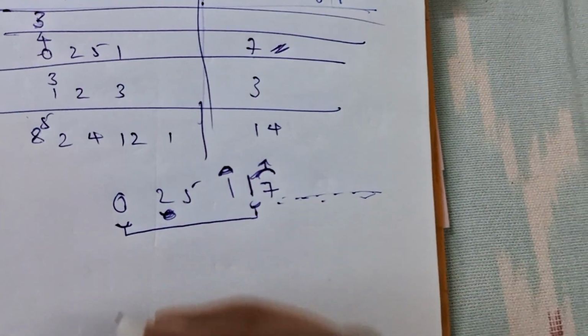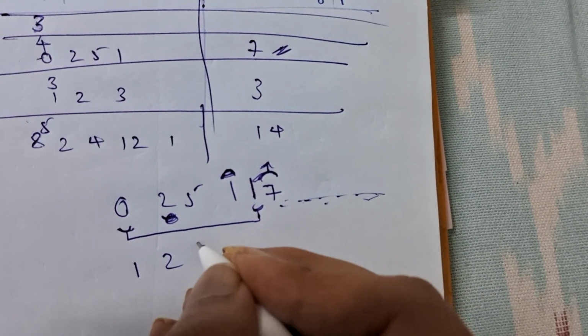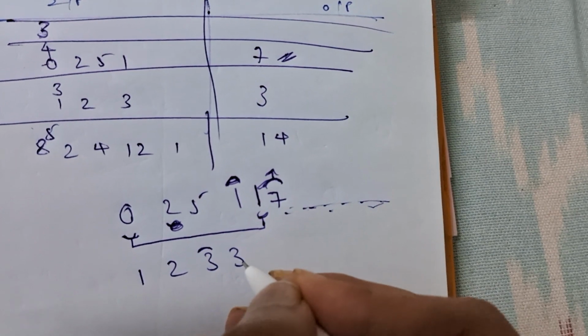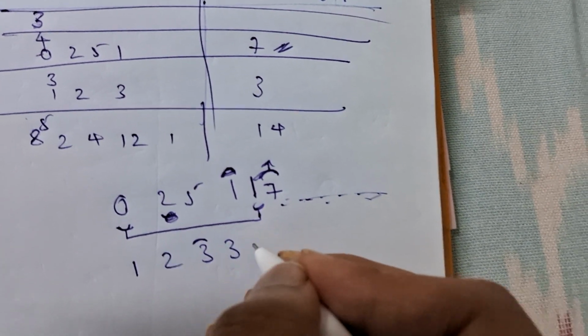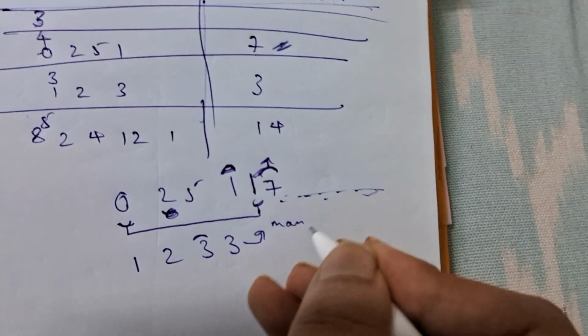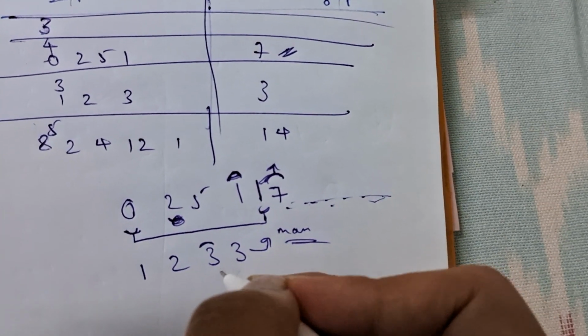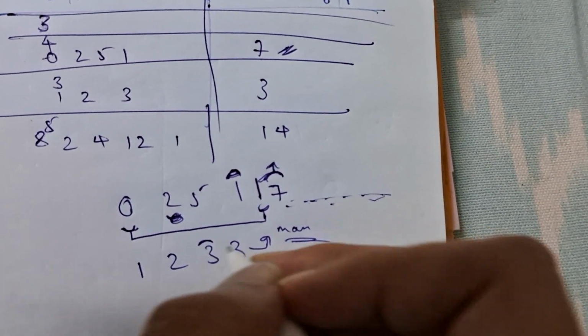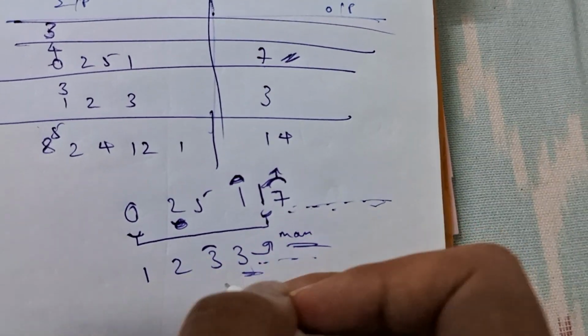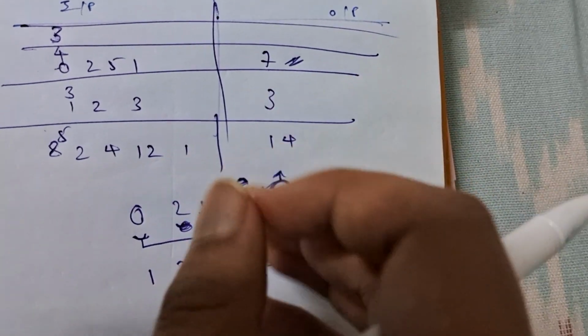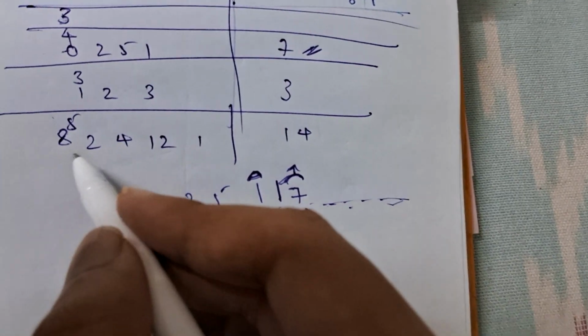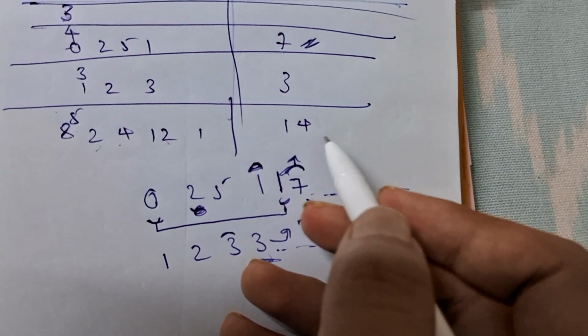For 1 2 3, you can select this 3 and append it, because it is just this one position. And remember, 3 is the maximum. You can try doing it by other means also, but this 3 will be the maximum. Now why is this the maximum? I will be explaining to you. For 8 2 4 12 1, 14 is the maximum.